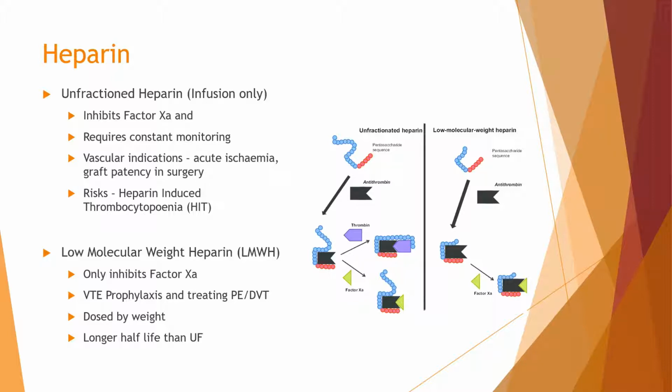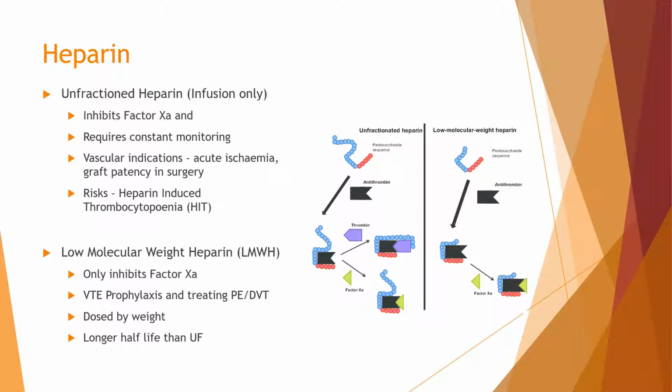Heparin and low molecular weight heparin are two options that we have in hospital to anticoagulate patients. Heparin can be either unfractioned or low molecular weight. Unfractioned heparin inhibits factor 10A and factor 2 thrombin, as shown in the diagram on the left. And although this traditionally used to be used in hospital for the treatment of DVTs and PEs, there is a bigger shift towards using low molecular weight heparin now as it's much more stable.